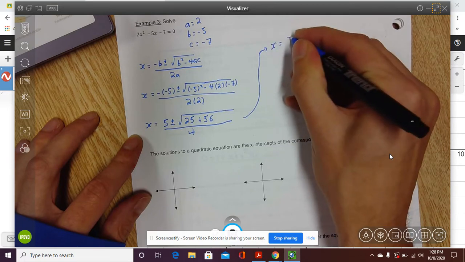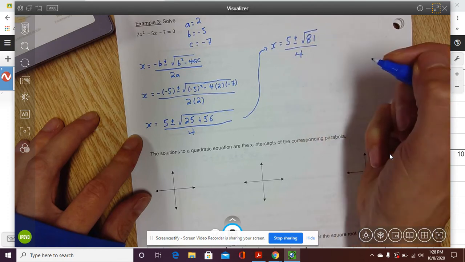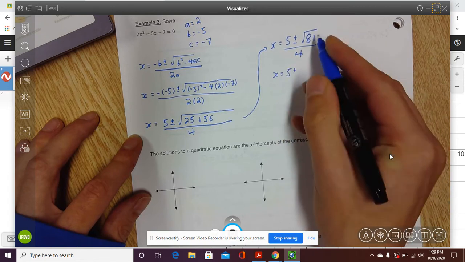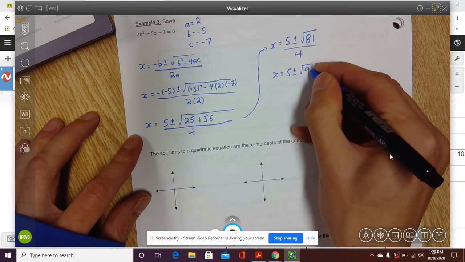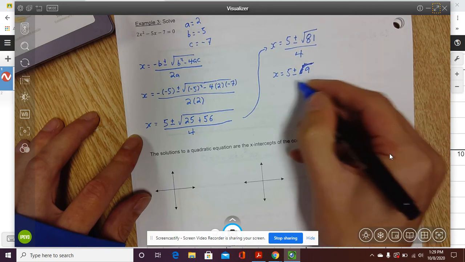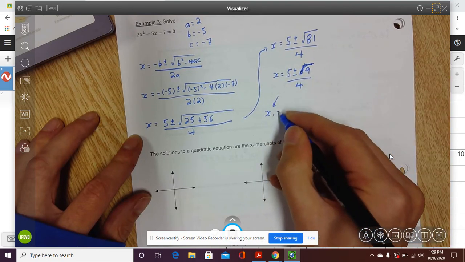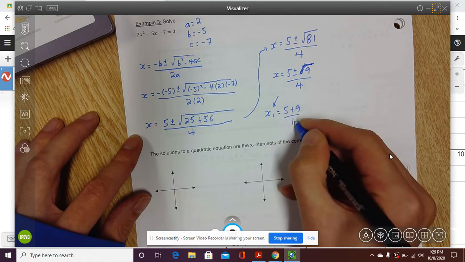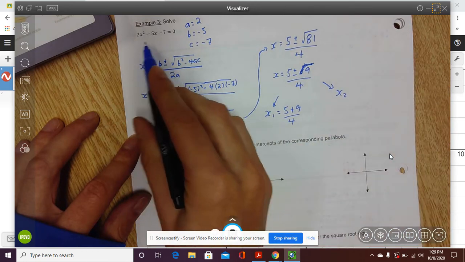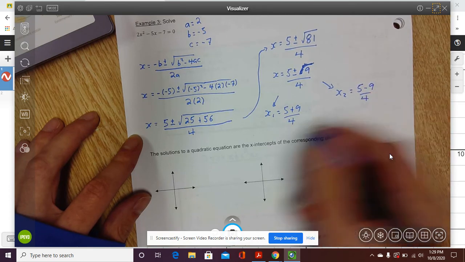I'm going to keep simplifying, so I have 5 plus or minus the square root of 81 divided by 4. Okay. Now I can actually do one more step, because in this case, the square root of 81 is just 9, because 9 times 9 is 81. Uh-oh, I shouldn't have a square root sign anymore. It'll be 5 plus or minus 9 divided by 4. And now I've simplified as much as I can, so I can split into x1 is going to be 5 plus 9 divided by 4. And my second x value, the second zero of this parabola, 2x squared minus 5x minus 7, is going to be 5 subtract 9 over 4. And then I can just solve these two equations.